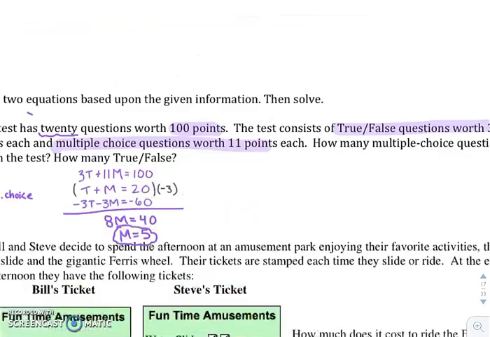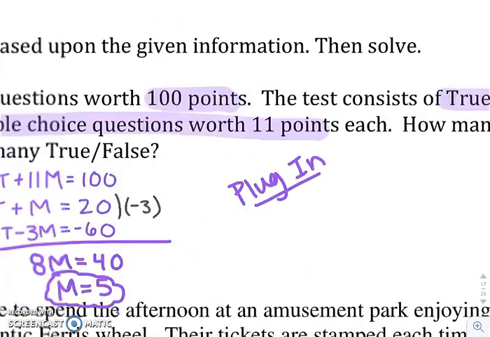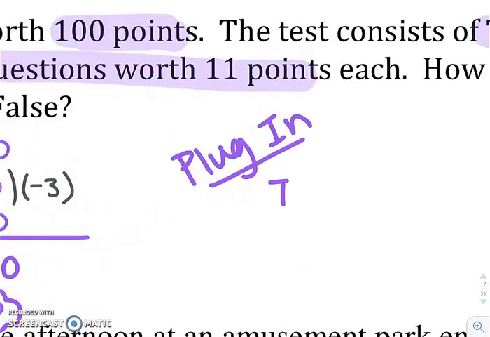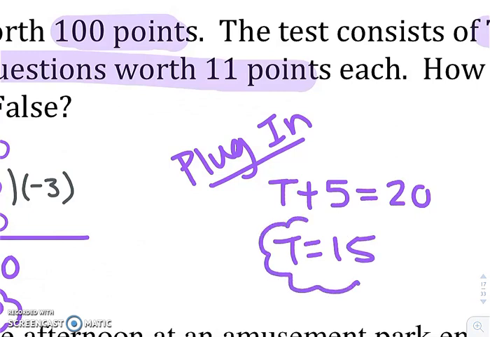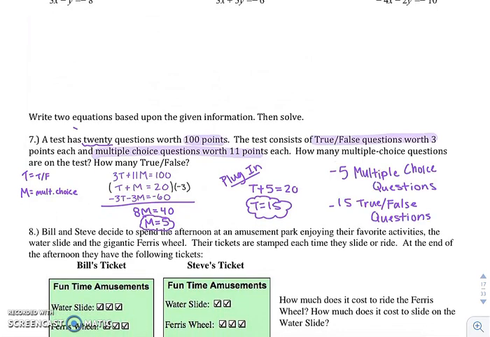So let's go ahead and plug in. If we now know that there's 5 multiple choice, and we know that there's 20 questions, hopefully you're thinking that leaves how many true/false, but we'll plug it in. So m plus t equals 20. So if we subtract 5, how many of each question are there on the test? So 5 multiple choice questions and 15 true/false questions.